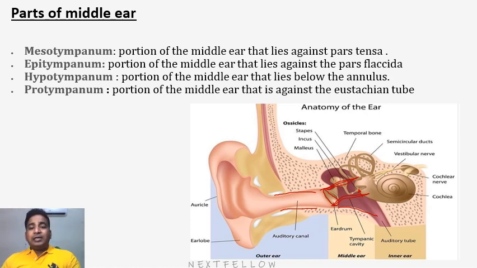Epitympanum, we know, lies at the level of the pars flaccida, or we can say above the scutum. Mesotympanum is just opposite, the facing part of the middle ear at the tympanic membrane, or we can simplify and say pars tensa, more correct words.